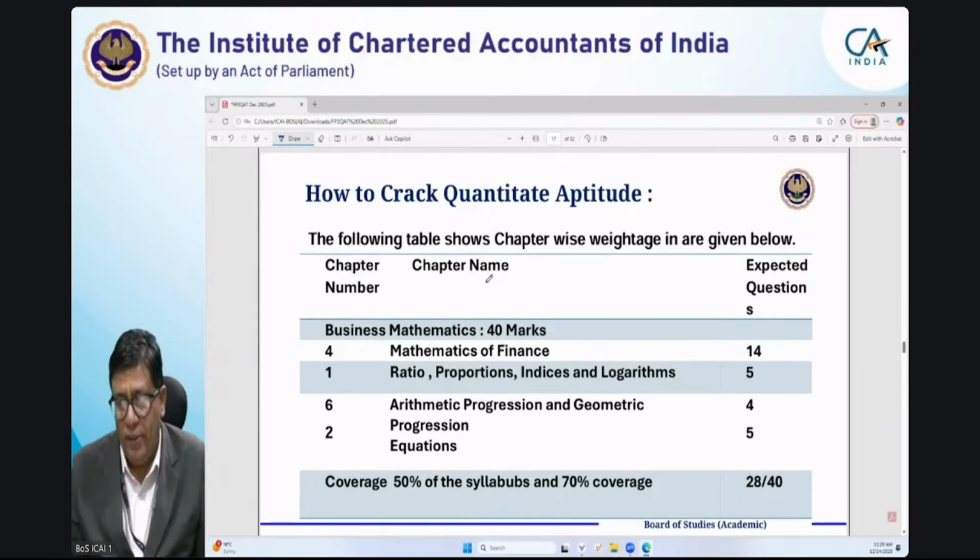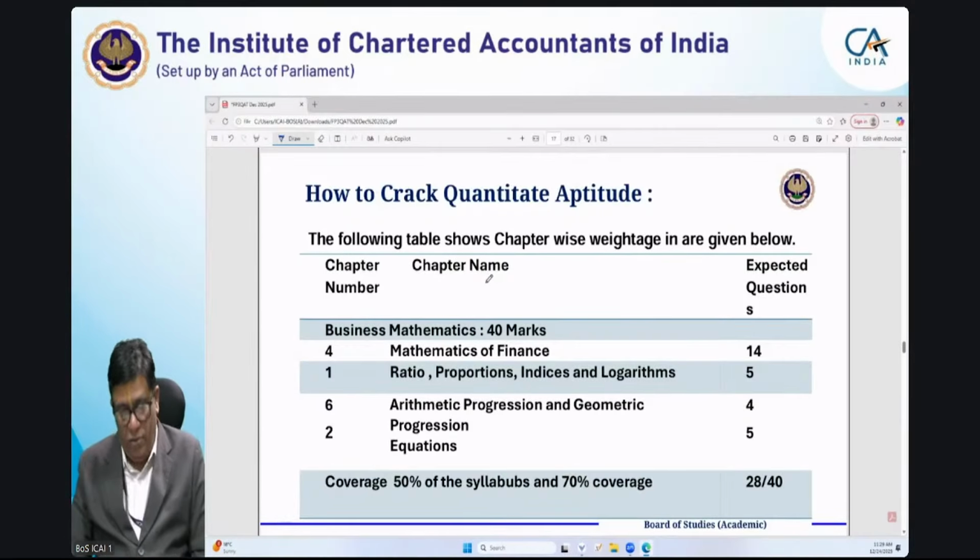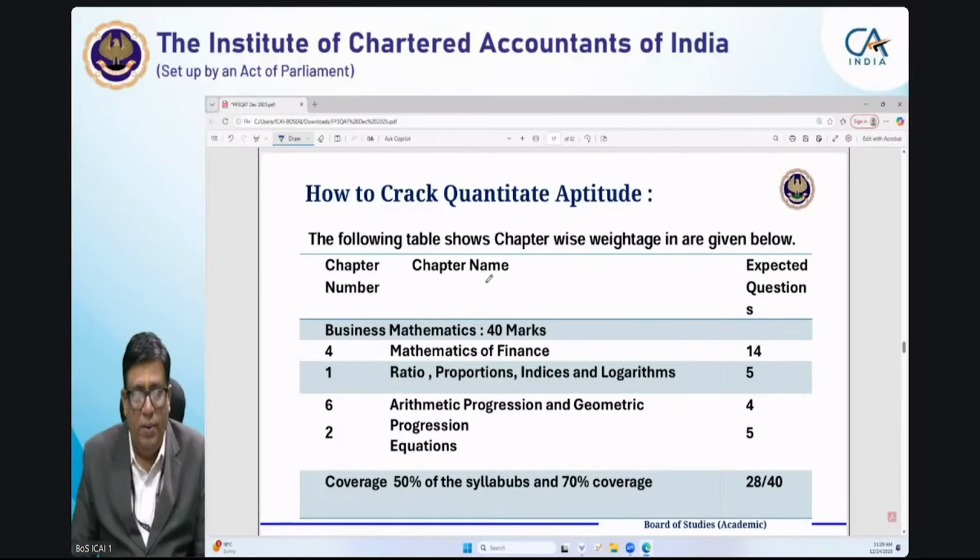Look at this table, which shows the chapter-wise weightage in our syllabus. Already we have discussed business mathematics, which has been given a weightage of 40 marks. And in that 40 marks, mathematics of finance carries a maximum weightage of up to 14 marks. Even in the last September 25 attempt, that kind of weightage was given.